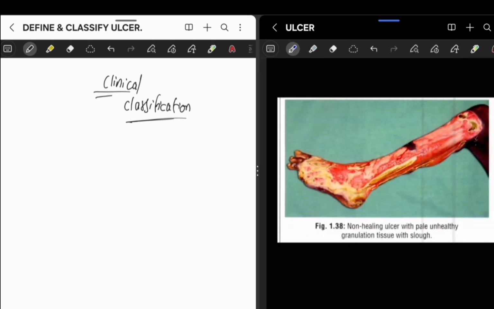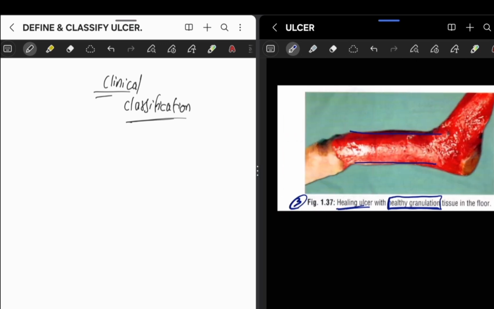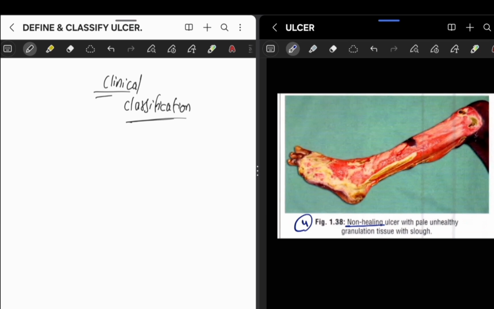Under the clinical classification, the final and fourth one is the non-healing ulcer. A healing ulcer has healthy granulation tissue, and what does the non-healing ulcer have? It has unhealthy granulation tissue.